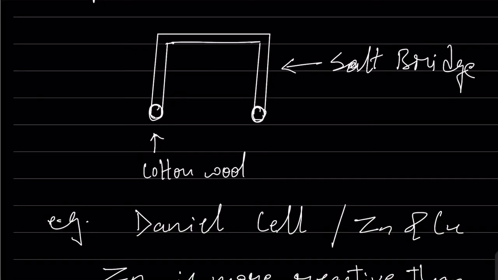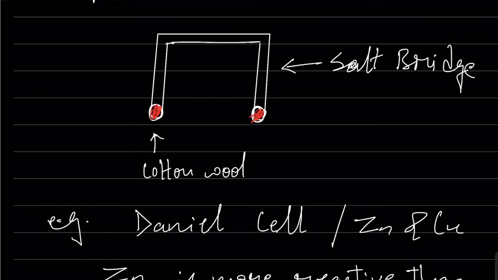We use cotton wool so that the agar paste does not come down. This paste and the salt do not come down and mix into the solution. So we use cotton wool, so that actually the salt does not come down and mix into the solution.